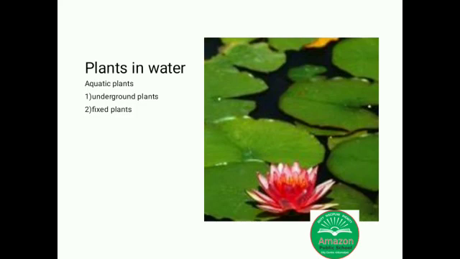And the last one is fixed plants. Some of the adaptations of fixed plants are: roots of these plants are fixed to the bottom of the water bodies. They have flat leaves that can float on the surface of water. Example, lotus and water lily.